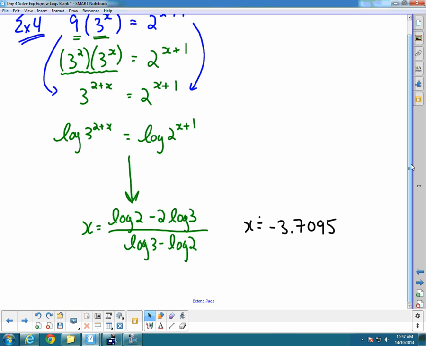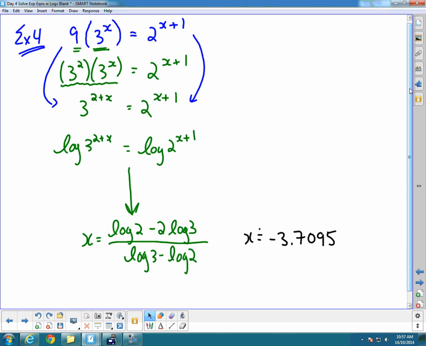Okay, so the only reason I showed you this last example is to remind you that when you have common base, take advantage of it. When you don't, you still have to take the log of both sides. I'll let you practice that on your own. That's what the answer should be, and if you want to compare that with a neighbor, you can.